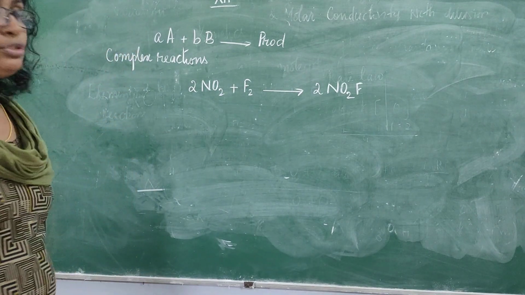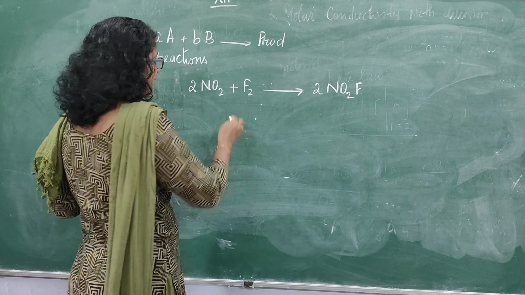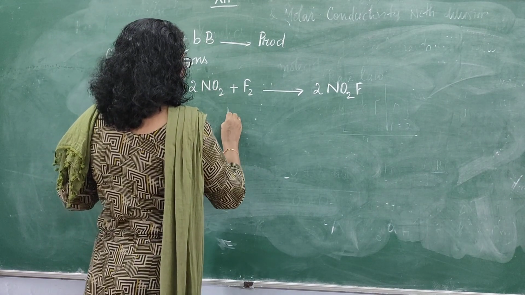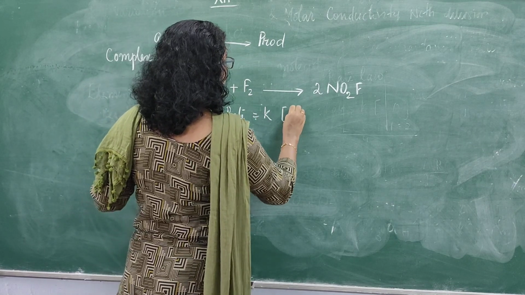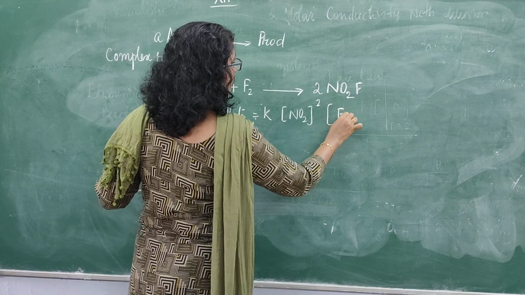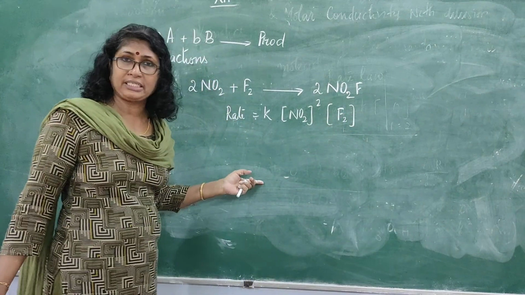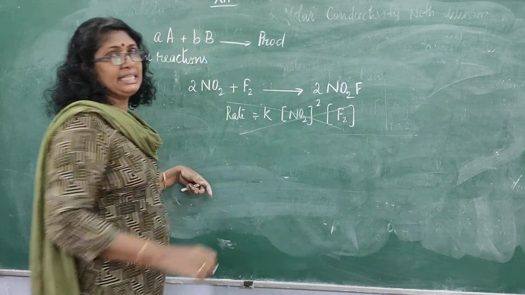2NO2 plus F2 gives 2NO2F. What is the molecularity? 2 plus 1, and we expect that the rate of reaction is equal to K into the molar concentration of NO2 raised to 2 into the molar concentration of F2. This is what we expect. But actually, experimental determination has shown that this is wrong.